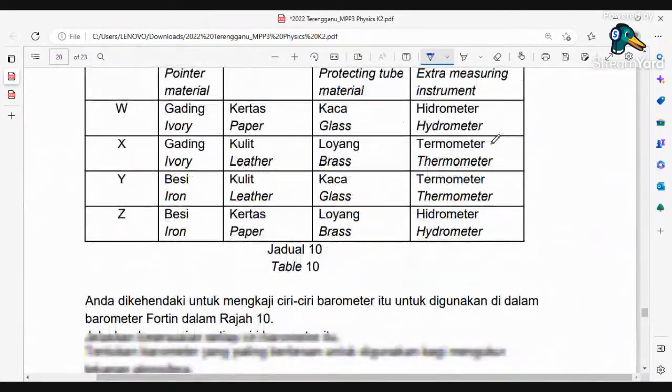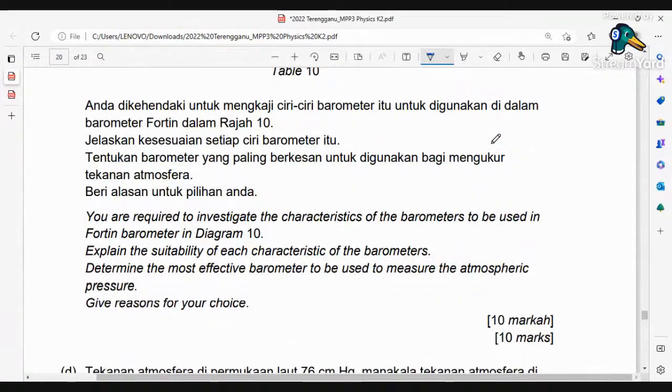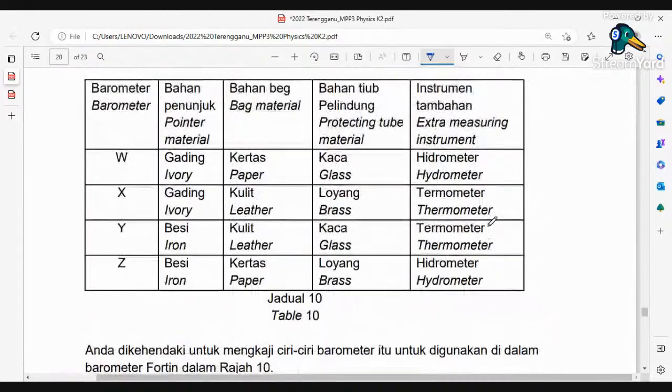Now we'll get the next question. You are required to investigate characteristic of barometer to be used in Fortin barometers. Explain suitability of each characteristic of barometer. Determine the most effective barometer to be used to measure atmospheric pressure. Give reason. So we have the pointer material, bag material, protecting tube, extra measuring instrument.